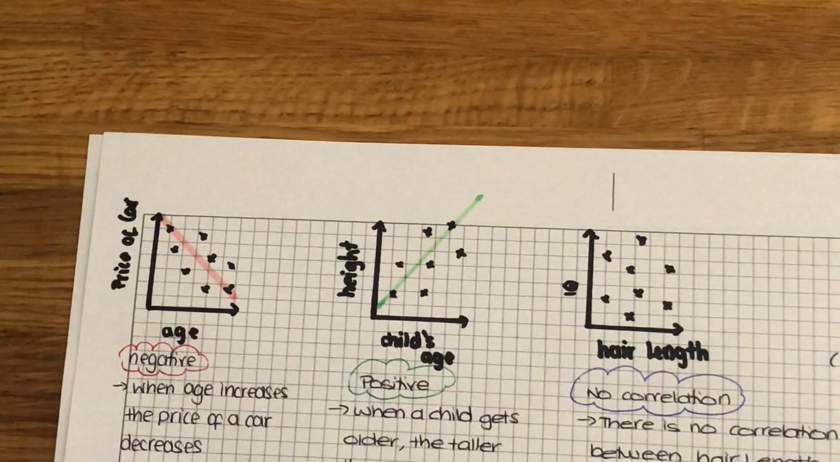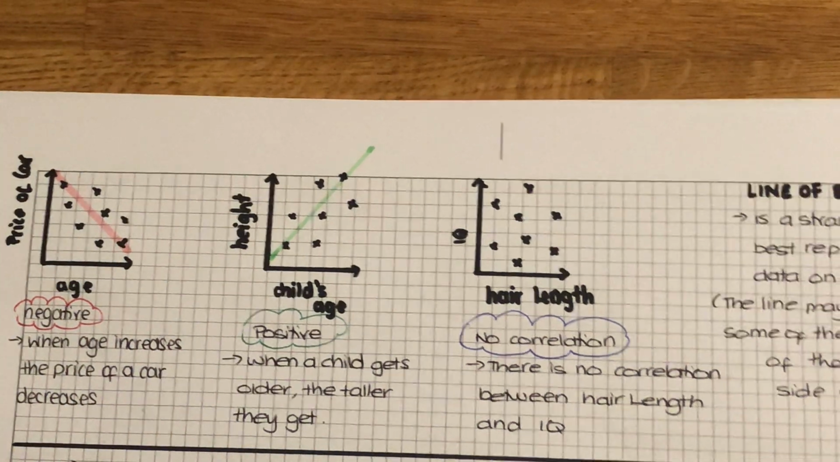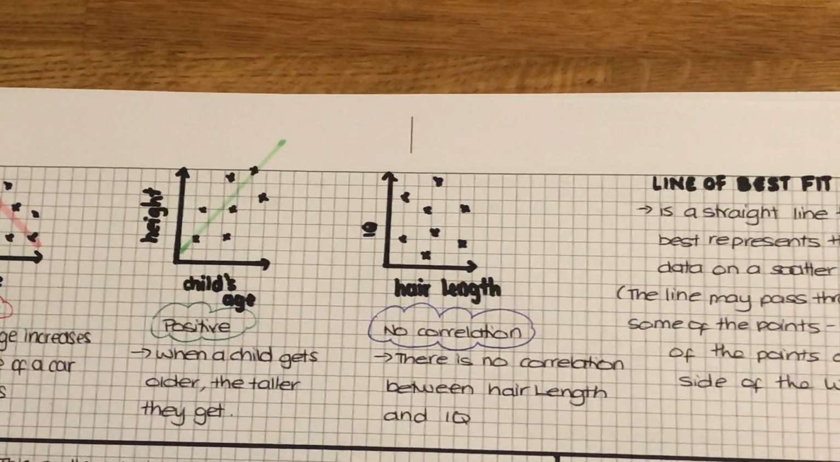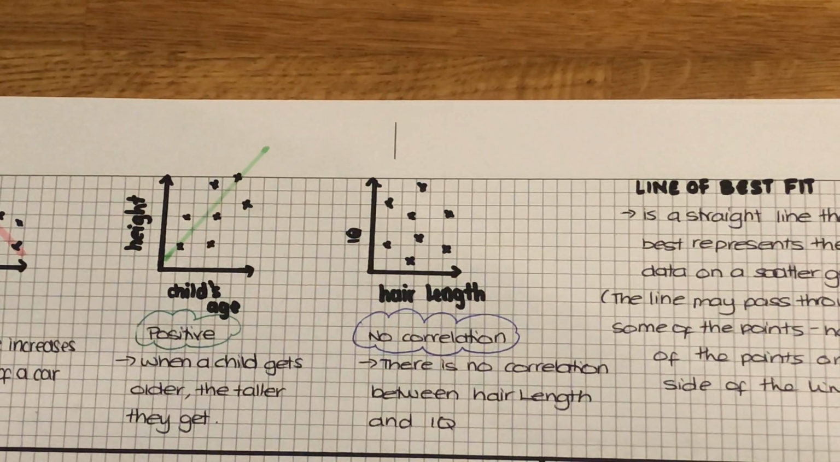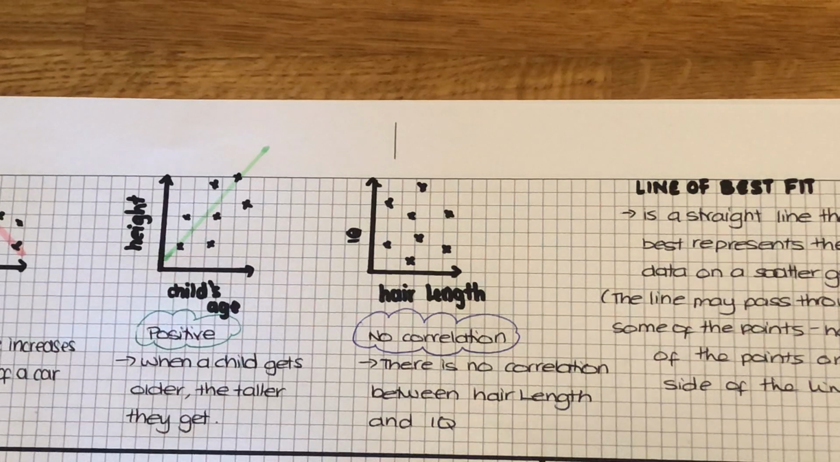Now, everyone's line of best fit will be slightly different. Not everyone's is going to be exactly the same. But as long as you've got the rule that one, it's straight, and two, you've got roughly the same number of points on either side, then you'll be fine. Now, a no correlation graph does not have a line of best fit. So we'll just leave it plain as it is.